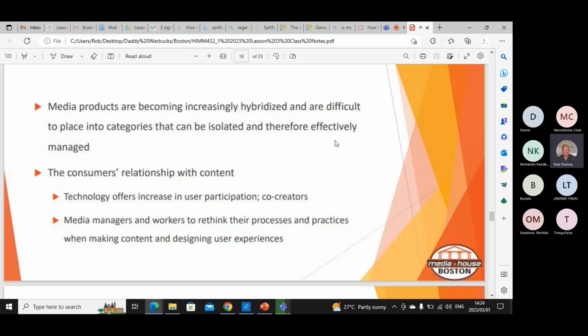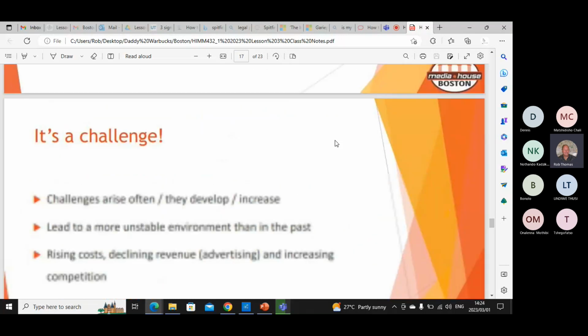And this went viral. The whole idea of viral most of the time happens because of social media. That's when it goes viral. Very difficult to control. So how do you do that? Media managers and workers need to rethink the processes and practices when making content and designing user experiences. It is a challenge, guys.